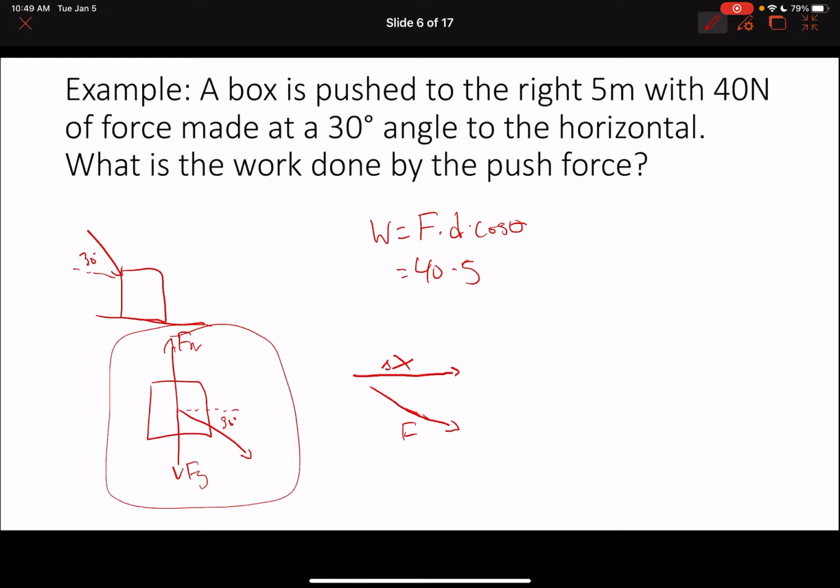What's the angle between them? Well, in this case, it is 30 degrees, right? That angle between them is 30. That won't always be the case. If we have some sort of slope or something, we might get some other answers here.